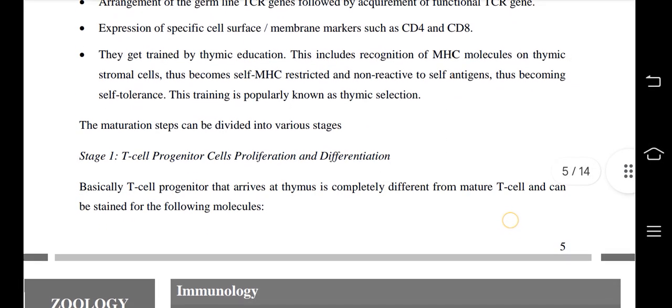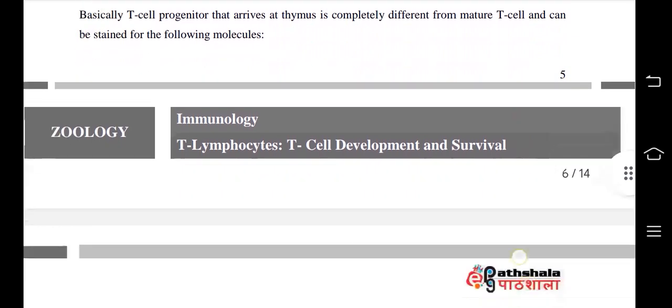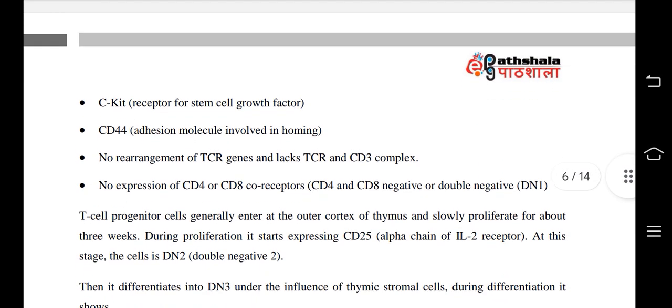The maturation steps can be divided into various steps like T cell progenitor cell proliferation and differentiation. Basically, a T cell progenitor that arrives at the thymus is completely different from a mature T cell and can be stained for the following molecules: c-KIT, receptor for stem cell growth factor; CD44, adhesion molecule involved in homing; no rearrangement of TCR gene and lacks TCR and CD3 complex; no expression of CD4 or CD8 co-receptors, CD4 and CD8 negative or double negative, DN1.